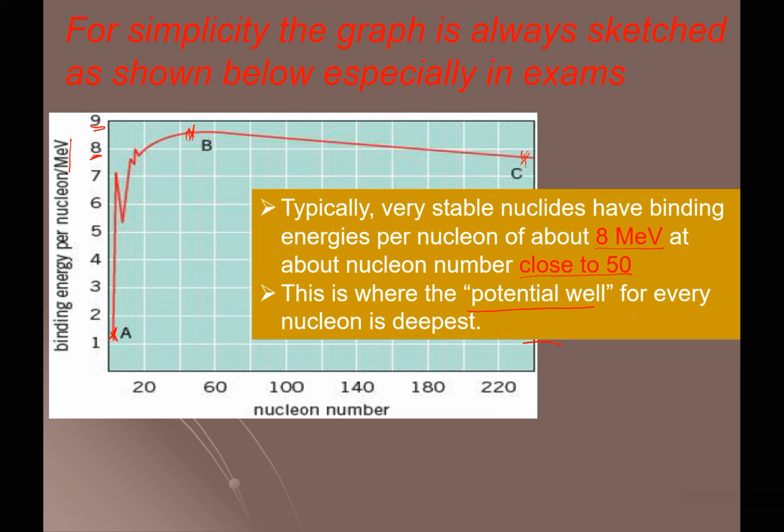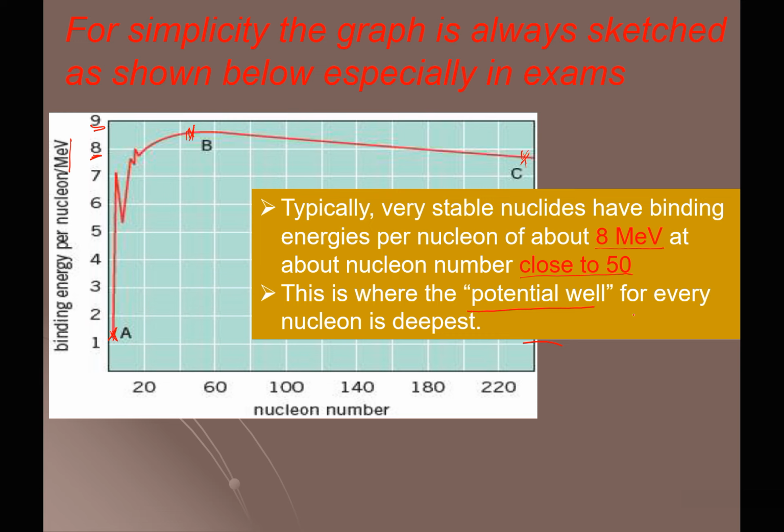It means a lot of energy, or the highest amount of energy, is required if the nucleus has a nucleon number close to 50, or around that region between 50 and 60. That's where the binding energy per nucleon is greatest.